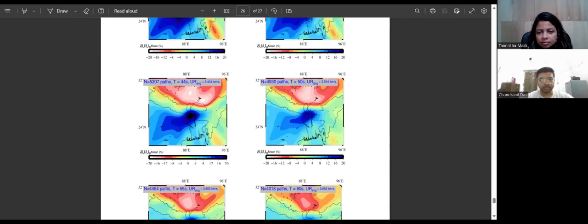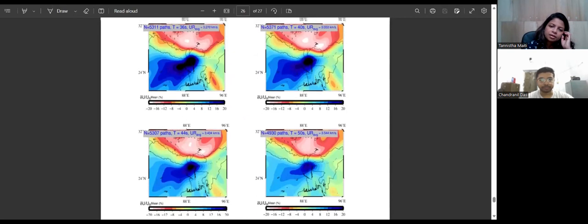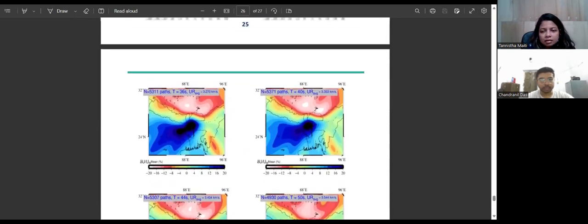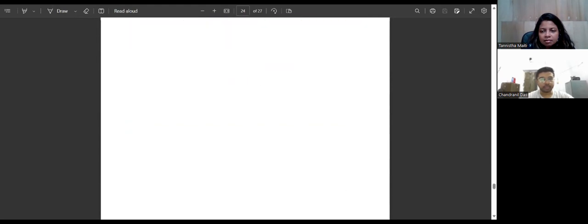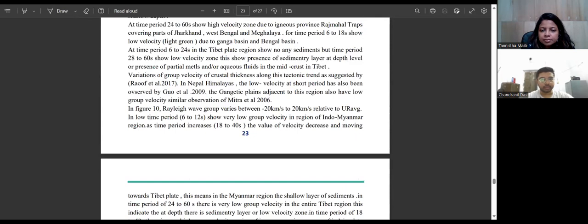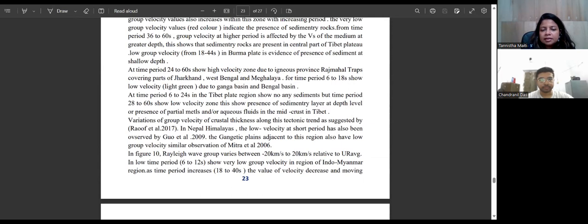So from these things, the interpretation of the subsurface layers can be done, and that is something that I have tried to bring about in this section of it. Actually, ma'am, the inferences or the conclusions are written in this particular section of the report. Can you just tell it in your language, like what is the conclusion?